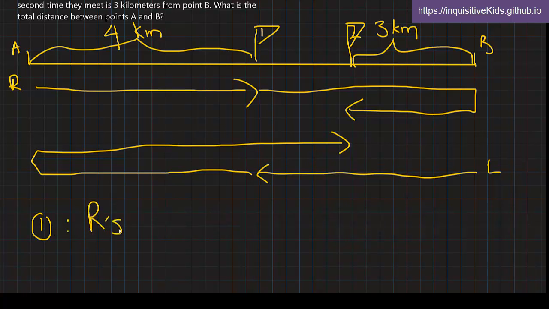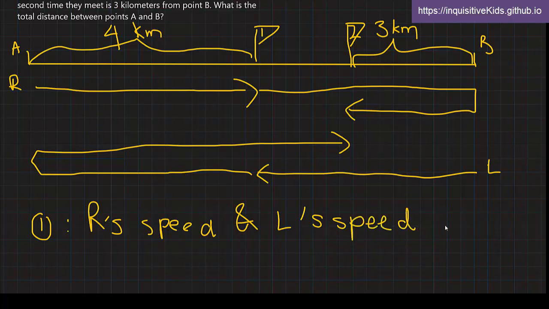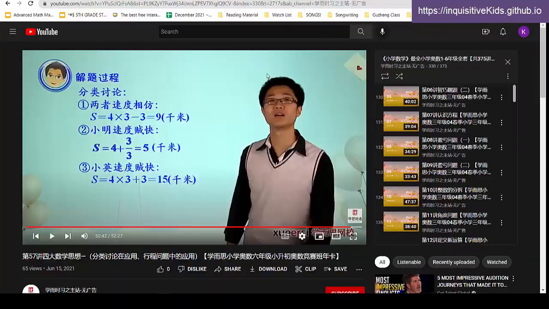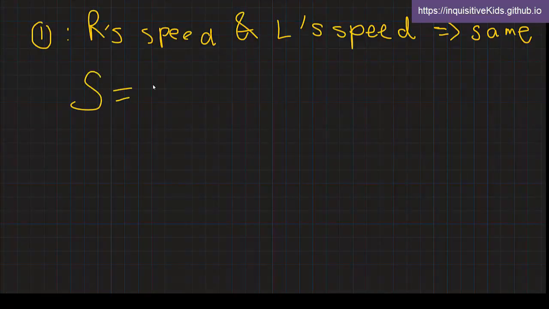Our first scenario is R speed and L speed are the same. So Karen and Kalie's speeds are the same. That is one scenario. If their speeds are the same, then here's how we would express that. S would be equal to 4 times 3 minus 3, which is equal to 9 kilometers.